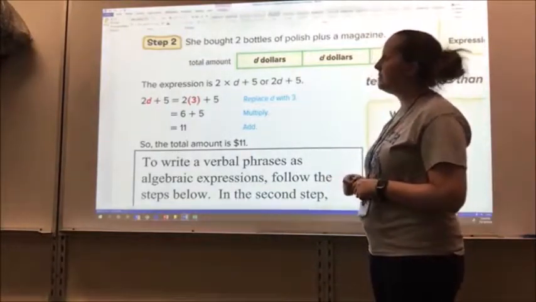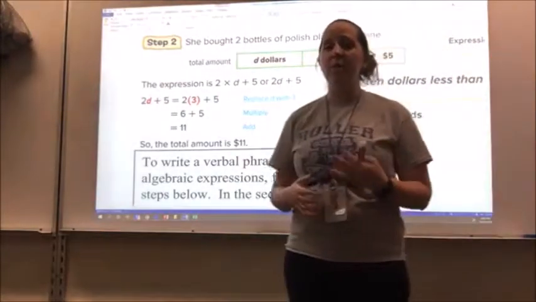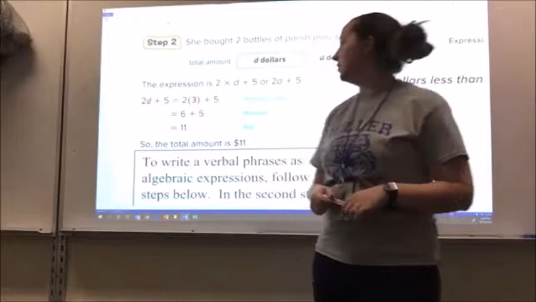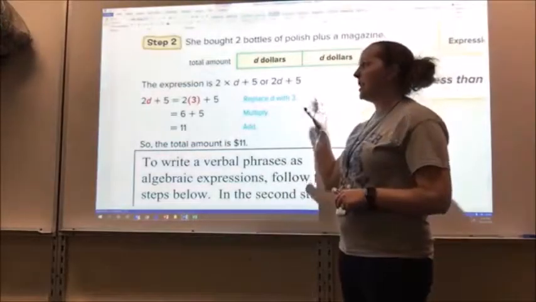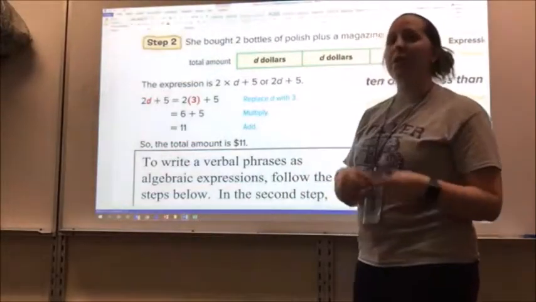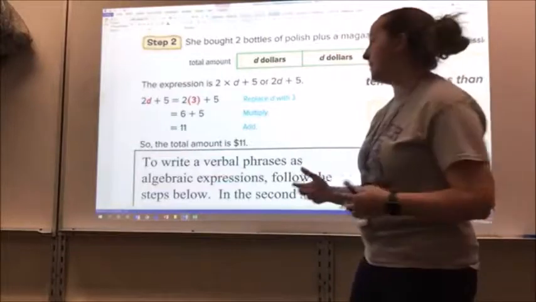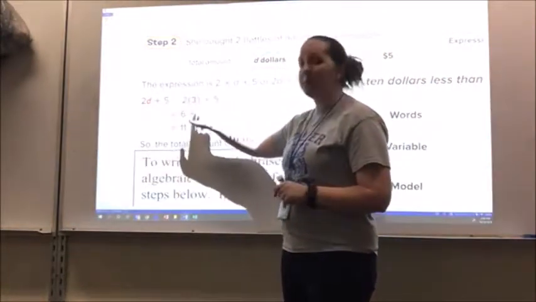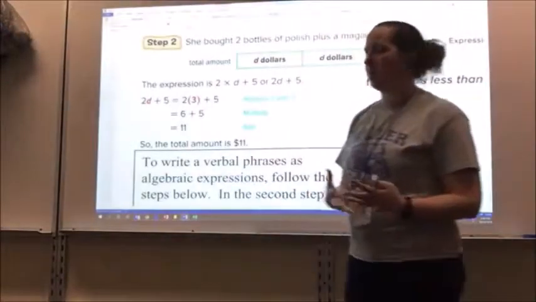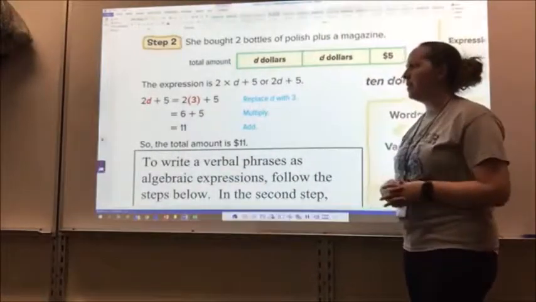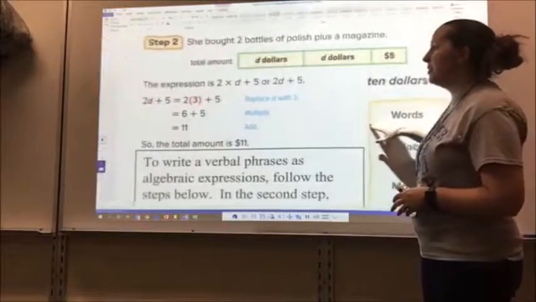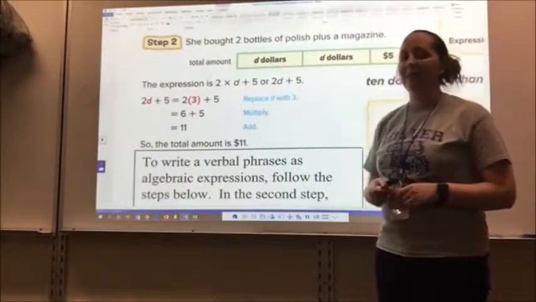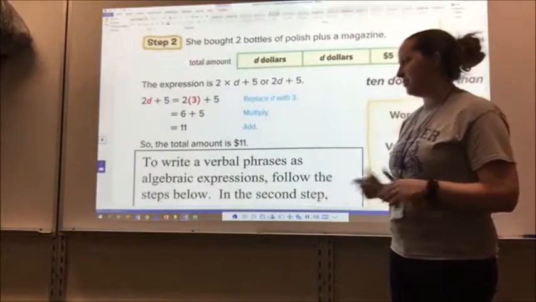The next thing that they told me to do was they told me each nail polish cost $3. So I'm going to substitute in 3 for my variable, 3 for D. 2D plus 5 equals 2 times 3, because that's how much my nail polish was, plus 5. 2 times 3 plus 5 is 6. 6 plus 5 is 11, so she spent $11.